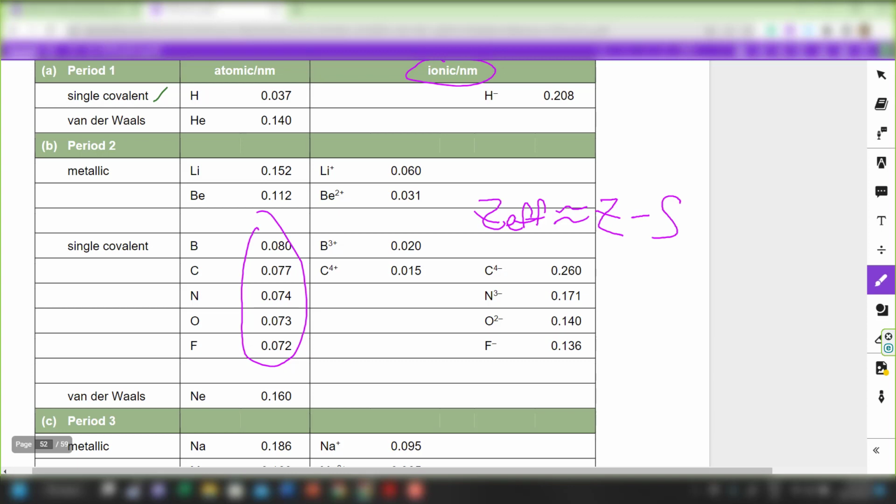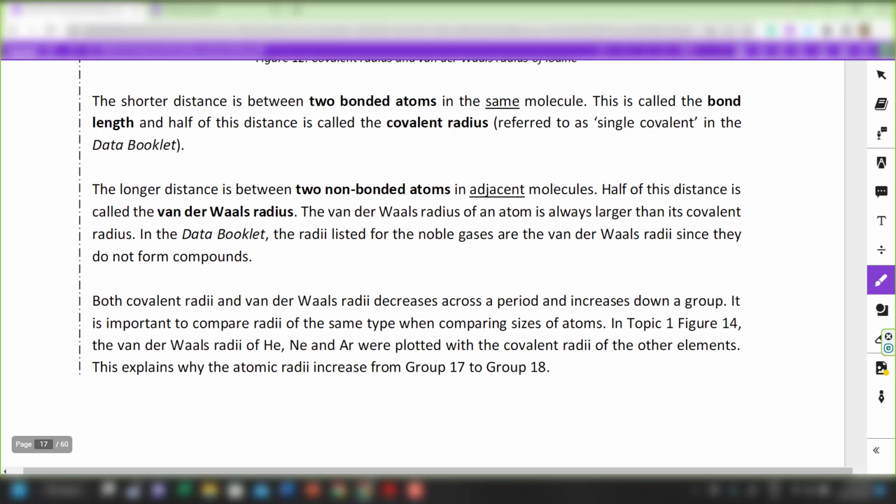However, for neon, you notice that it is almost twice as large as that of fluorine. Why is that the case? Because neon does not form any covalent compounds. So for neon, we are only defining the van der Waals radius, and that is the reason why for neon, the van der Waals radius is way larger than the covalent radius of the neighboring atom, that is fluorine.